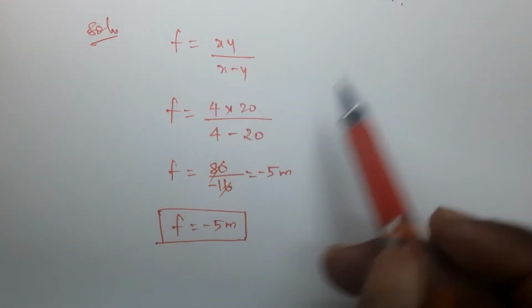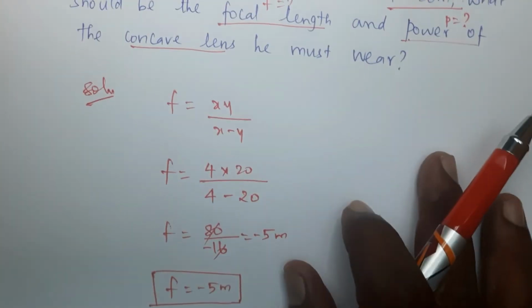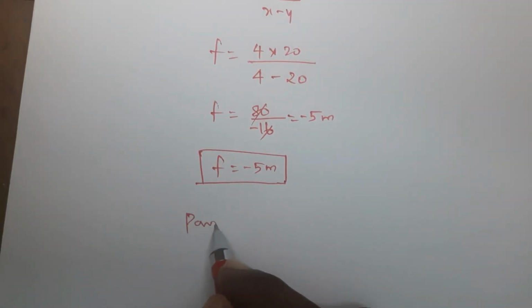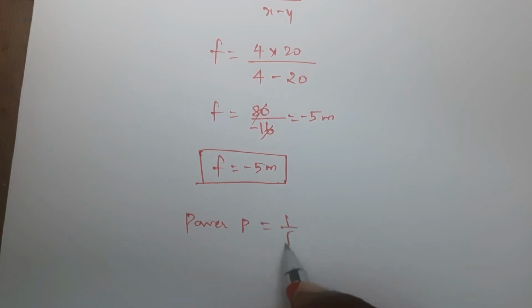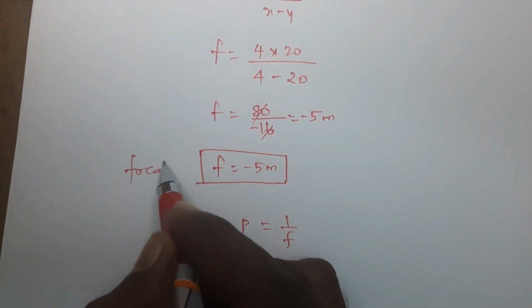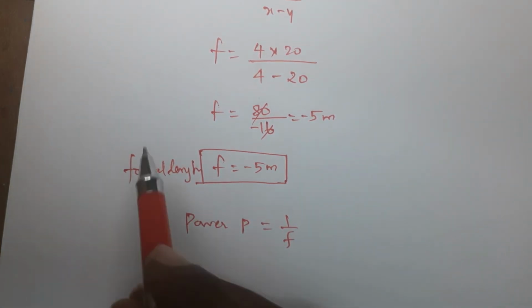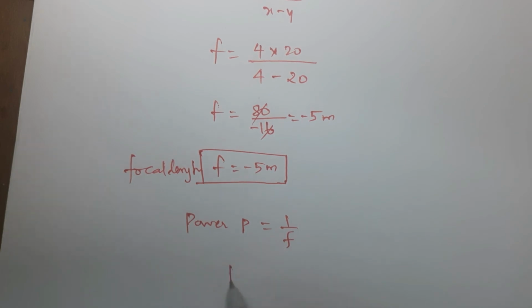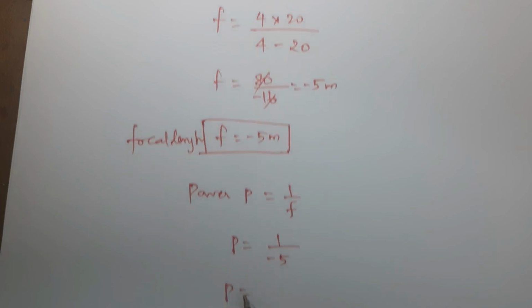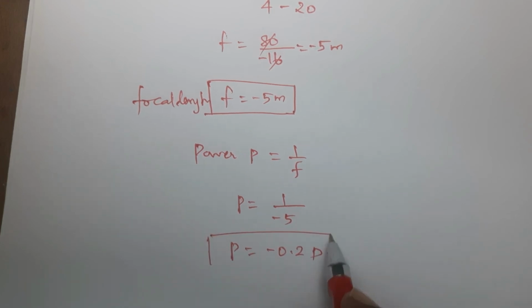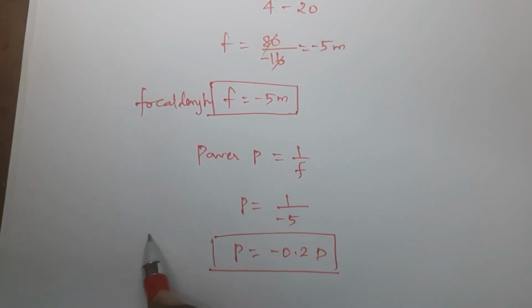Next, in the question they are asking one more thing, the power. So power, we know that power is the reciprocal of focal length. P is equal to 1 by f. Already you know that this is the focal length of the concave lens that the person should wear. P is equal to 1 by minus 5. This P is equal to minus 1 by 5, which is minus 0.2. Unit of power is diopter. This is the power of the concave lens.